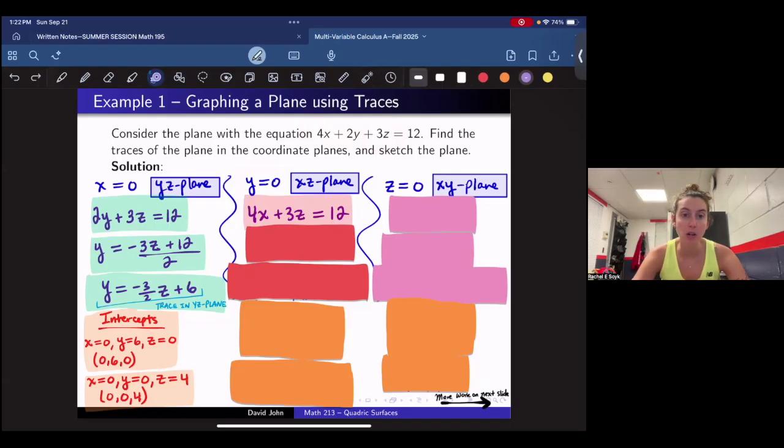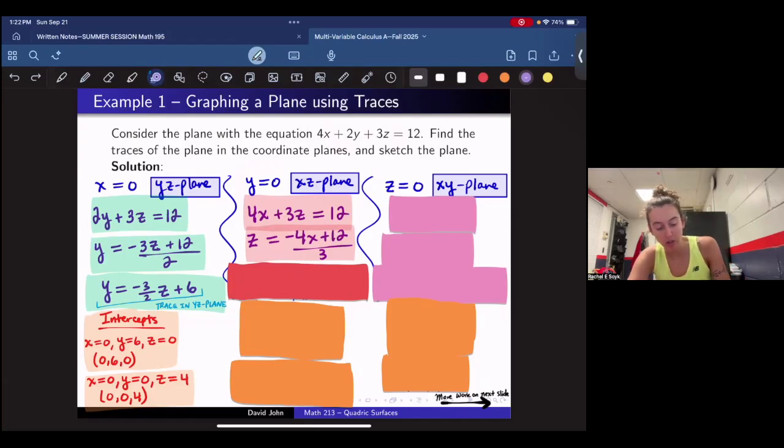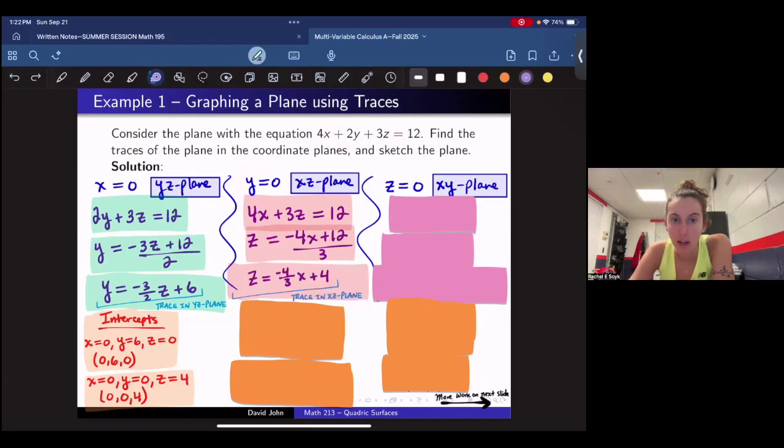And then from here, let's isolate one of the variables. Why don't we set this all equal to z? Z is equal to what? So subtract 4x from both sides, divide both sides by 3, and what do we end up with? Z is equal to negative 4x plus 12 over 3. And then we can also just rewrite this as z is equal to negative 4/3 x plus 12 divided by 3 is just 4. And so this is our trace in our xz plane.